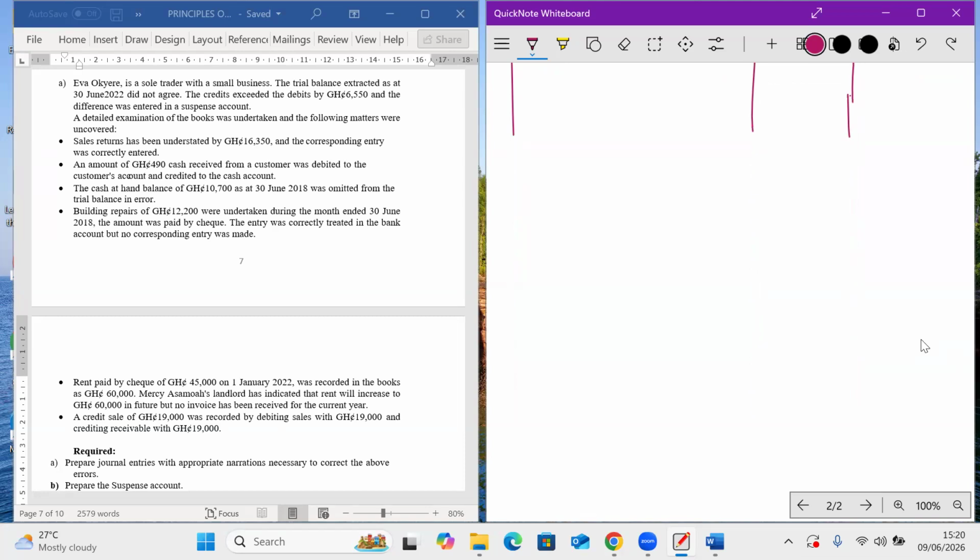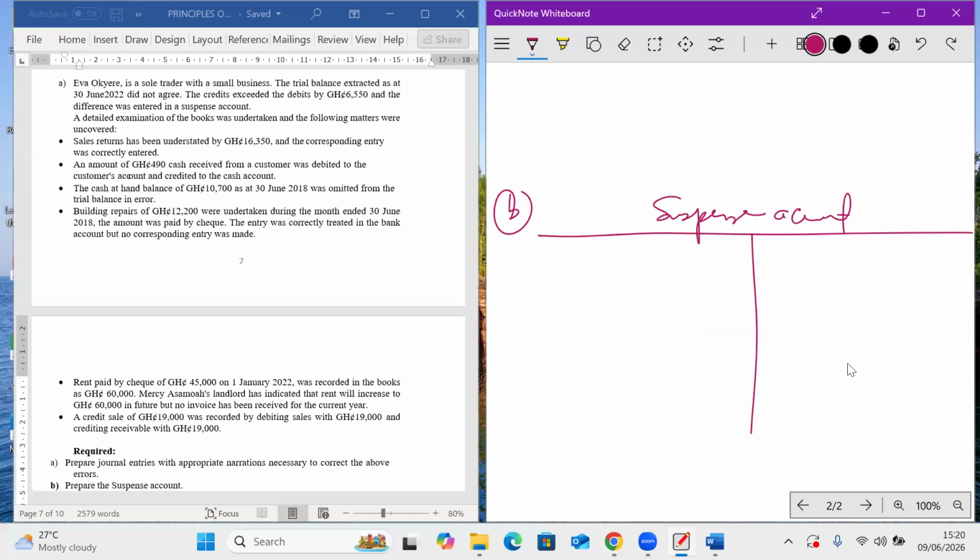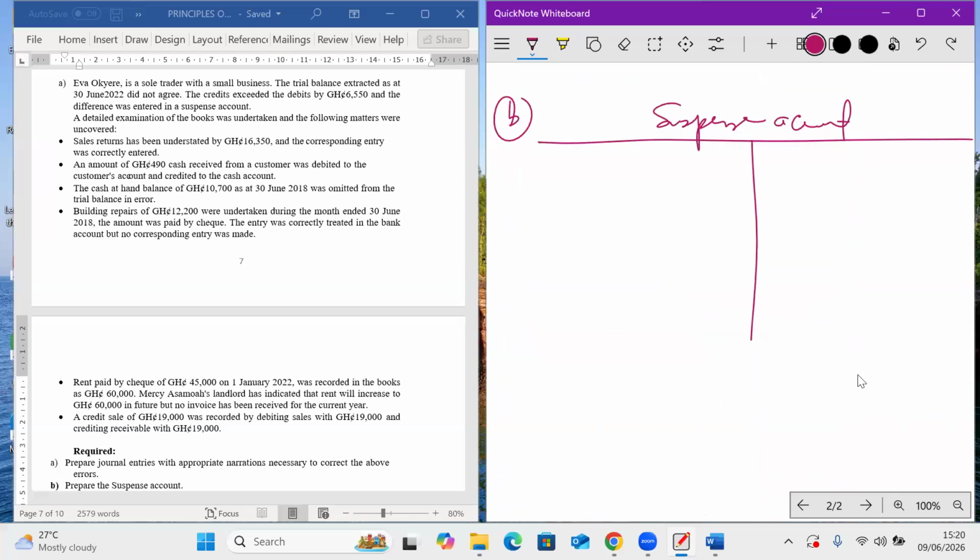You draw your suspense account. Yeah, you write B. You draw the T, the transaction table or the T account, and write what? Suspense in the center of the T table. That should be on the next page. Then you put your currency signs there. Yes, let's continue.